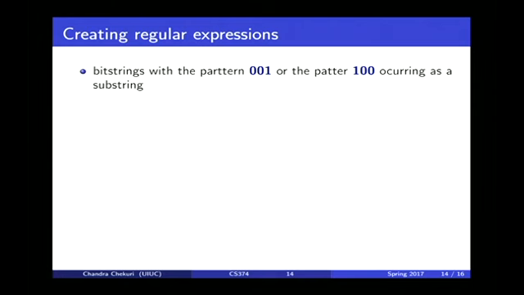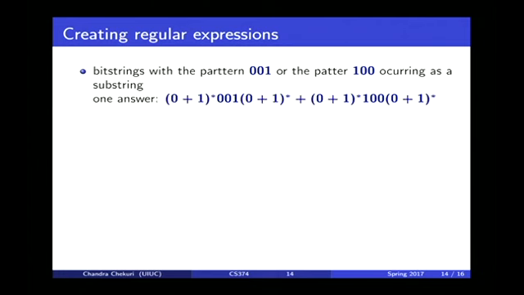So this is a design principle: whenever you say or, you can put union, which is plus. And this is concatenation. 0 plus 1 star, 0, 0, 1, 0 plus 1 star is all strings which contain 0, 0, 1 as a substring. And this is all strings which contain 1, 0, 0 as a substring. There are some strings which contain both, but that's okay because we're taking the union. Is that okay?